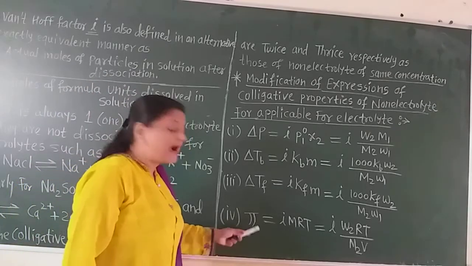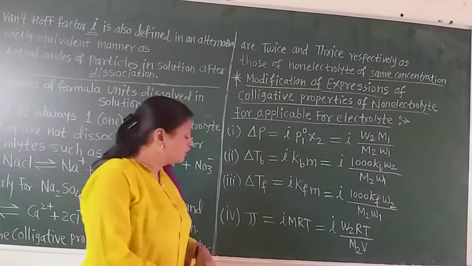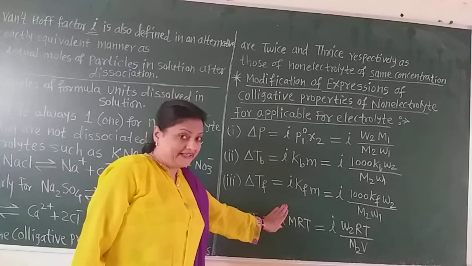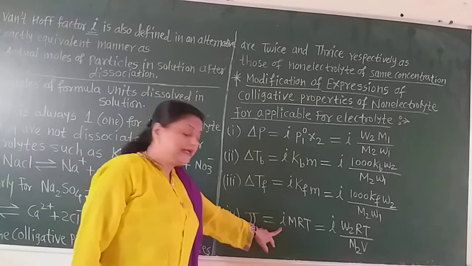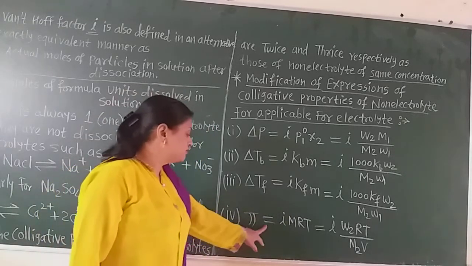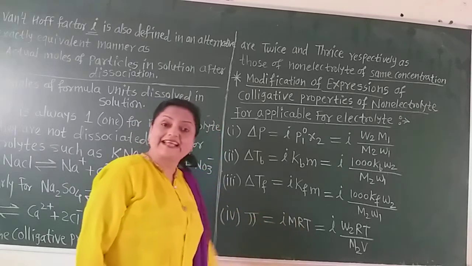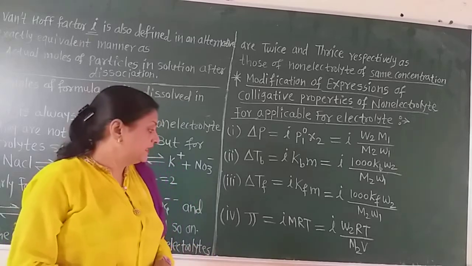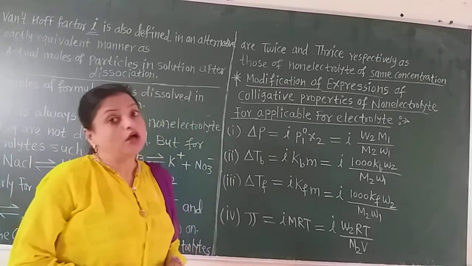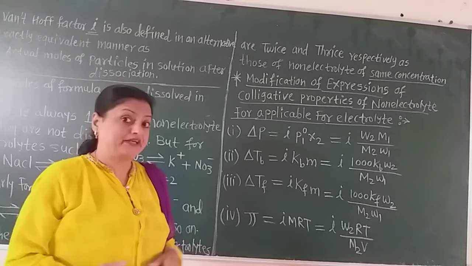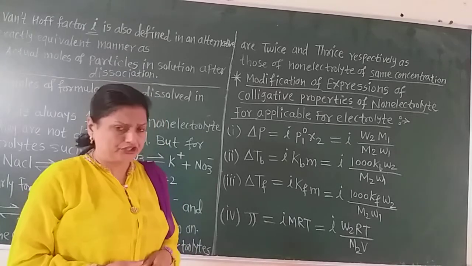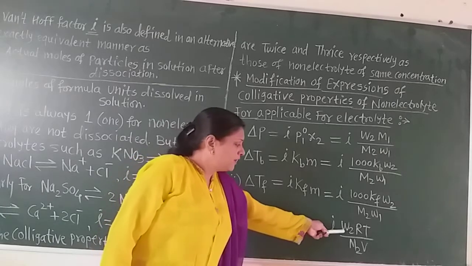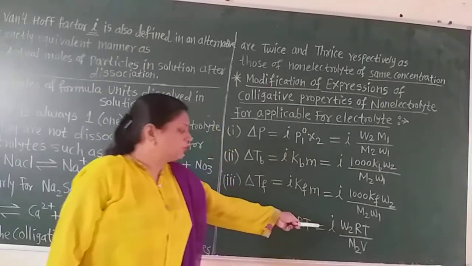Now this π, the osmotic pressure, for the non-electrolyte is equal to MRT, where M is the molarity, remember that. By multiplying with the Van't Hoff factor, π = iMRT. R is the gas constant, T is the temperature, and capital M is the molarity. In the case of osmotic pressure, we use the molarity because osmotic pressure is measured at constant temperature. Osmotic pressure is also equal to W2RT / (M2V).